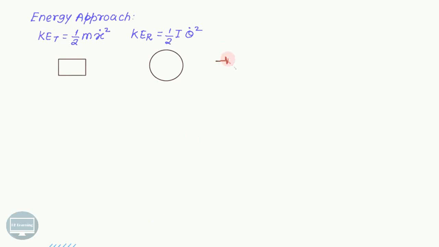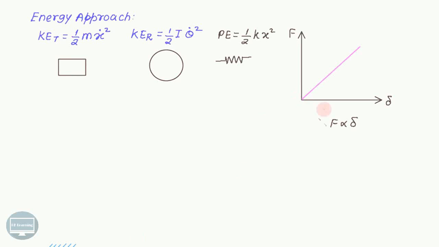In case of spring, we have potential energy, and it is given by 1 by 2 k times x square. So how does this energy come? We have the force versus displacement diagram, and it is known that force is proportional to delta. If you don't have any displacement, then the force required is 0. This is the famous Hooke's law.